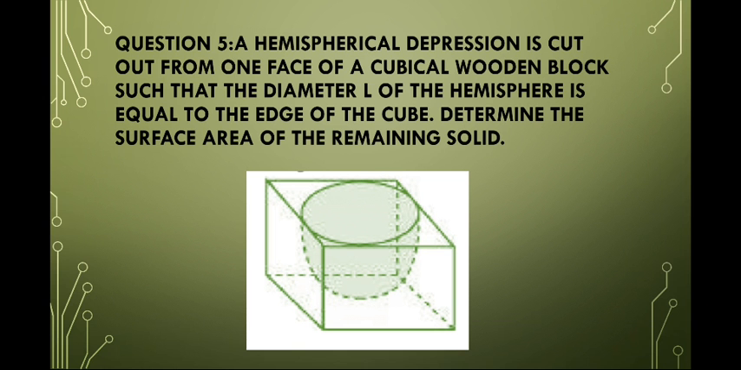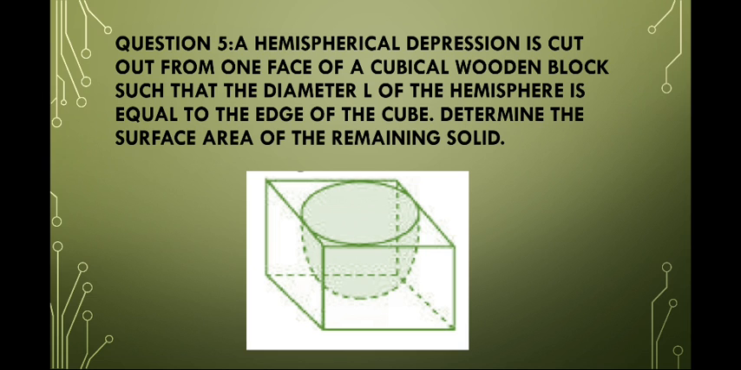Now next question. A hemispherical depression is cut out from one face of a cubical wooden block such that the diameter of the hemisphere is equal to the edge of the cube. Determine the surface area of the remaining solid.